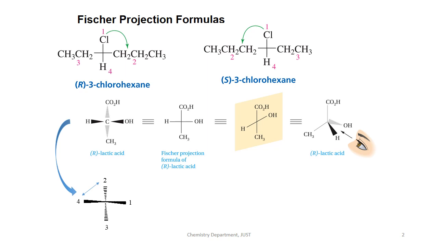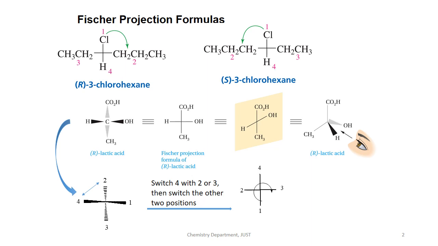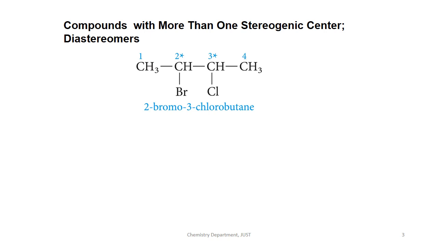Now if you switch 4 with 2, then we have to switch 1 and 3, as you see here. So now 4 is in the rear side, so we can take the configuration going from 1 to 2 to 3. That would be R. Okay.